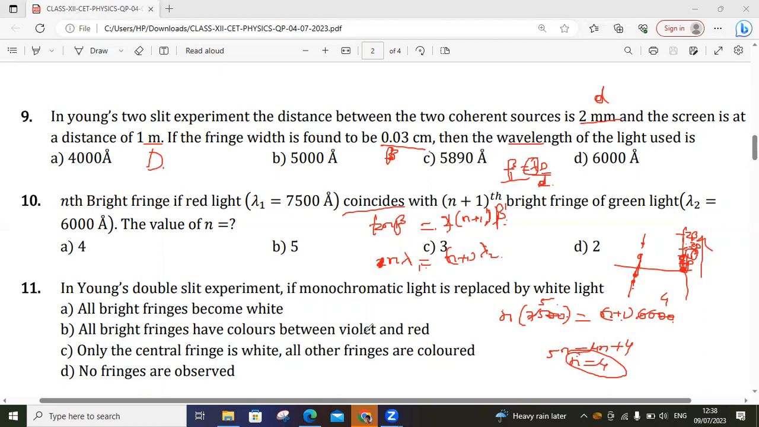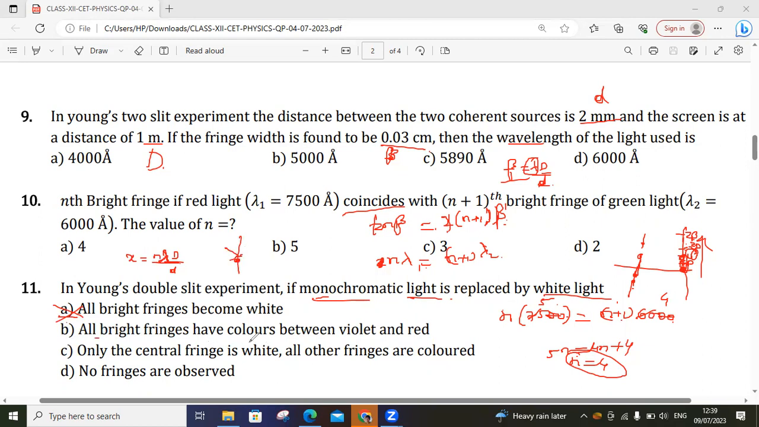Now we'll go for the next question. In Young's double slit experiment, if monochromatic light is replaced by white light, okay, only one color light was there, it is replaced by white light, what will happen? So all fringes become white? No, because all don't coincide at one point. For different lambda, we have different positions. X is equal to n lambda d by d. So if lambda changes, their position changes. So they will not mix together.